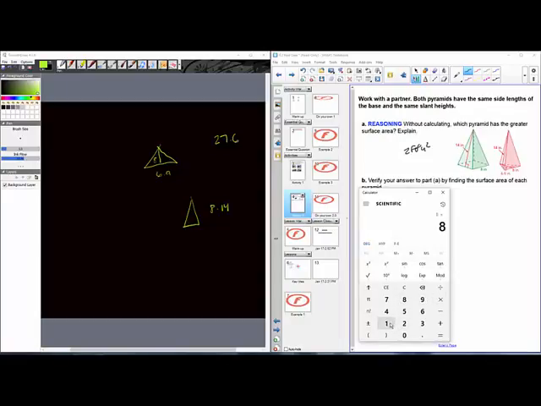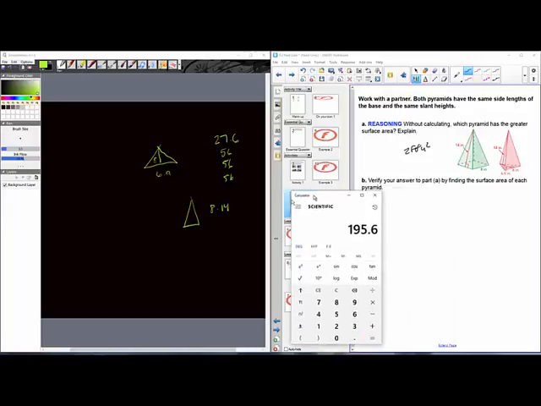8 times 14 equals, divided by 2. And this is 56 as well. But I have only 3 of these instead of the 4, and that's because my base is triangular with 3 sides. So I take 56 times 3 plus 27.6. I'll get 195.6.